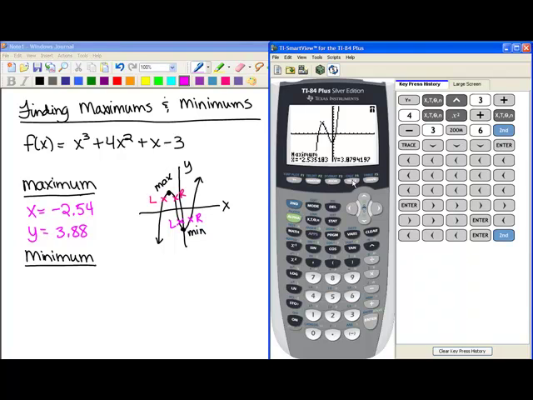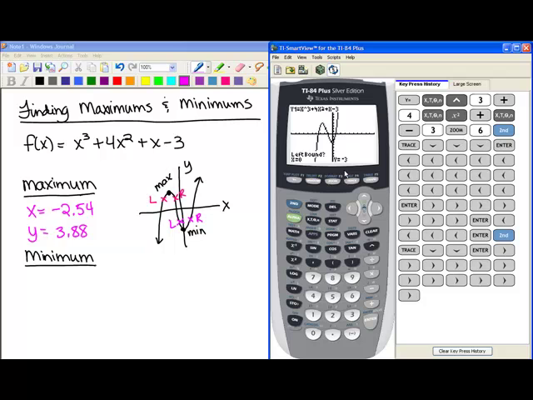Press second, trace. Minimum is command number 3 in the calculator. Press enter. And now again I'm going to move the cursor near the minimum. Okay, so we think the minimum's right about there, so on the left bound I'll need to move the cursor over a little bit. Okay, right about there. That's on the left side of the minimum. That's our left bound. Press enter.